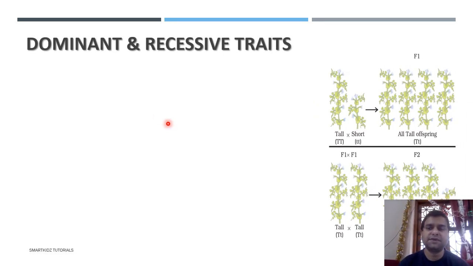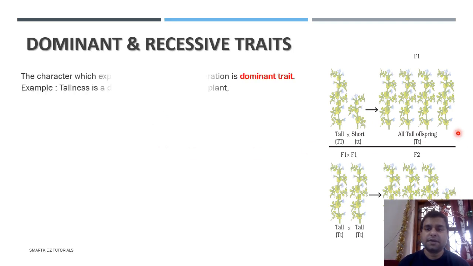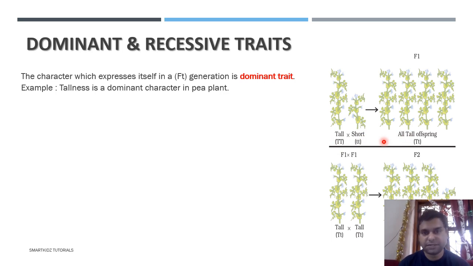Coming to dominant and recessive traits. When we crossed tall and short plants, in our F1 generation we got all of them as tall plants. But when we carried out self pollination, Mendel found that 75% were tall, whereas 25% were observed to be short. The character which expresses itself is known as the dominant trait. We know that tallness is a dominant character in the pea plant, whereas short is a recessive character.